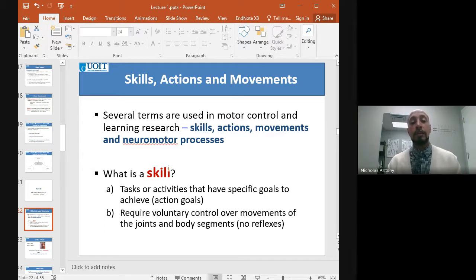The term skill is synonymous with motor skill. Skill means motor skill. So what was a motor skill that we defined like 5 slides ago? It was the voluntary coordination or movement of our body, or the joints of our body, to achieve a particular goal. So it's a goal-oriented movement. That's called skill or motor skill.